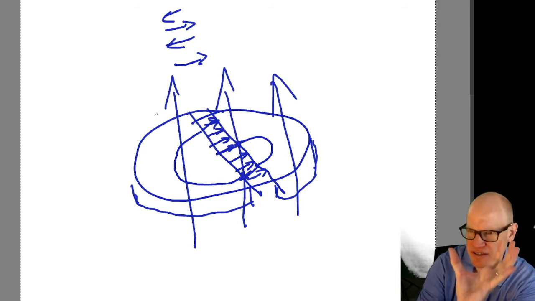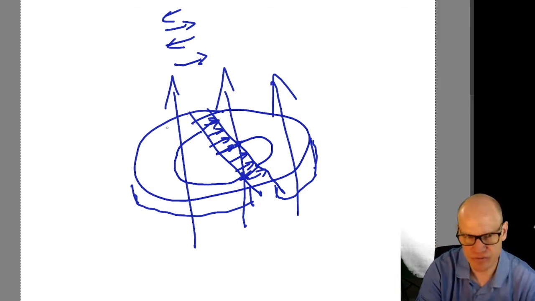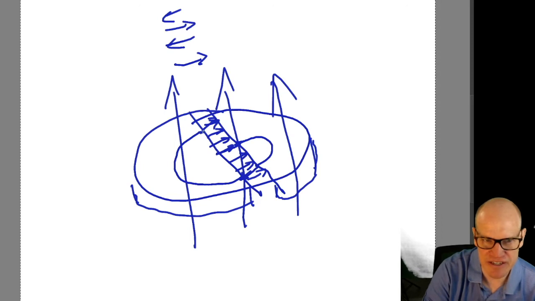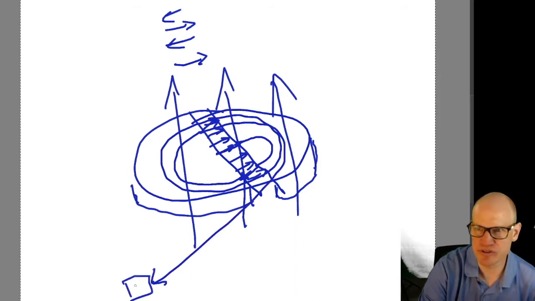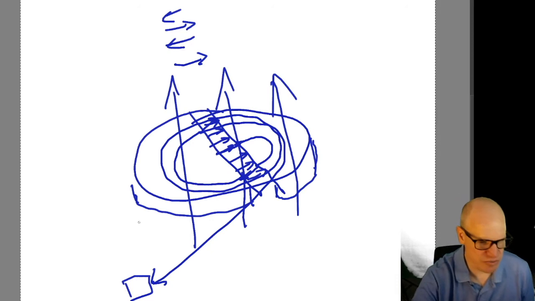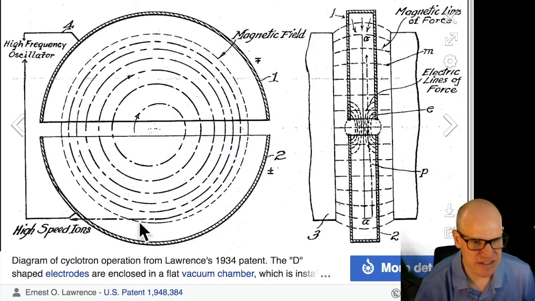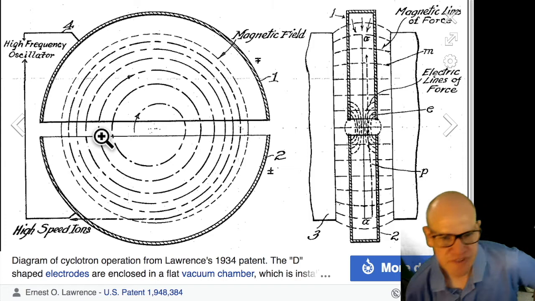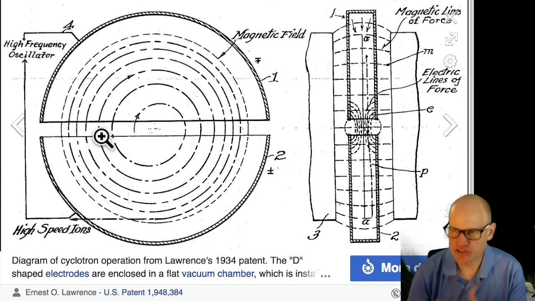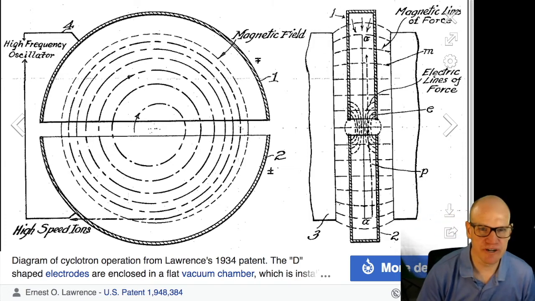So the magnetic field is static. The electric field is oscillating back and forth. So that by the time it gets back here again, it gets accelerated across this gap, and it continues to make a larger and larger circle, and then eventually escapes out like this. And that's where you put your target. Okay, so that is what a cyclotron does. You have the magnetic field, and then the particles will move in an ever-expanding circle until eventually they escape, and you can direct them wherever they need to be directed.